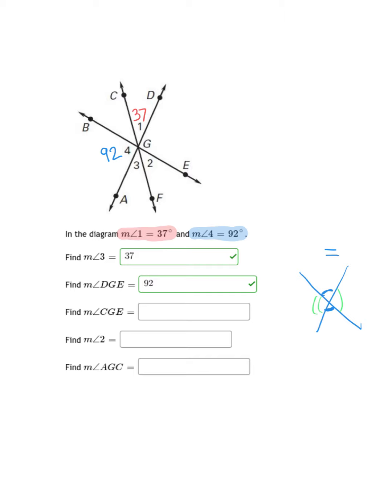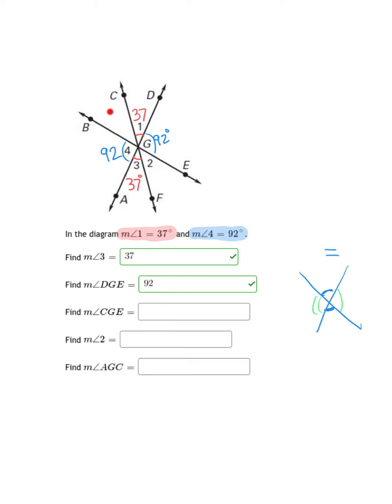Okay, so let's go up here. The vertical angle to angle 1 would be angle 3. These are vertical angles right here, angle 1 and angle 3. So angle 3 would also be 37 degrees. Okay, let's look at the vertical angle with 4. Angle 4 and this angle right here are vertical angles. So this angle here has to be 92 degrees because vertical angles are equal. Okay, so now we can fill in the rest of this picture up above.